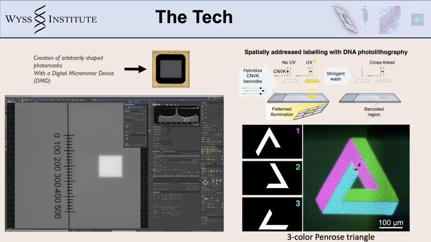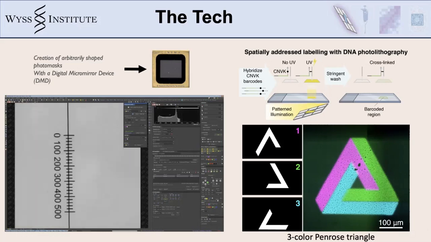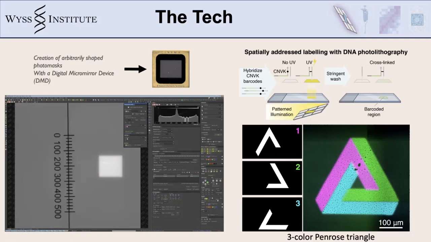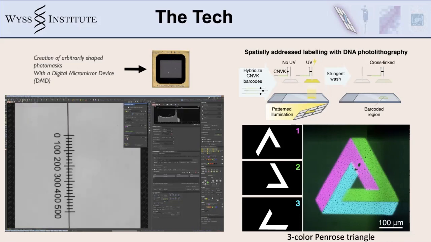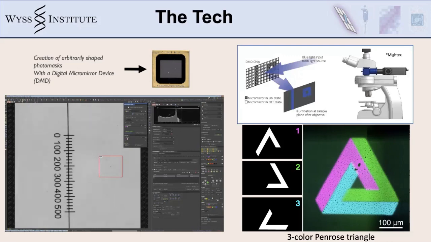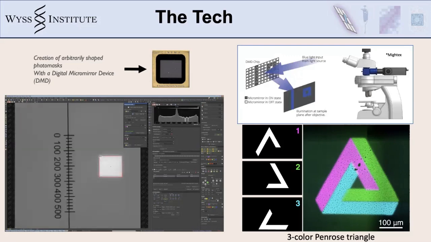So to demonstrate the iterative cross-linking that we can do with something like a DMD, what I'm showing on the right side is that we generated three photo masks, and we barcoded in sequence. We introduce a fluorescent DNA barcode, turn on the UV, wash out all of the unbarcoded, non-cross-linked DNA strands, and then repeat the process for 2 and 3. Once you overlay all of these strands, you get a 3-color Penrose triangle. For those of you who are curious, the DMD that we used we got from Mightex, but there are other vendors out there for your microscopes.